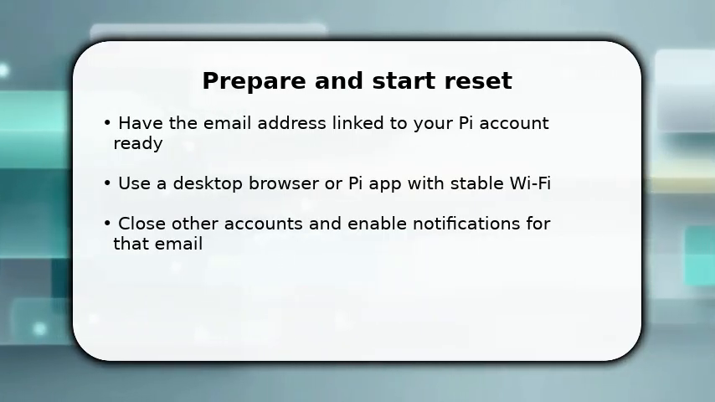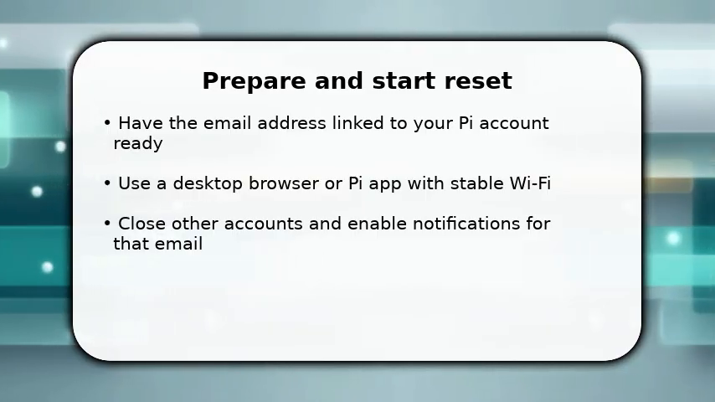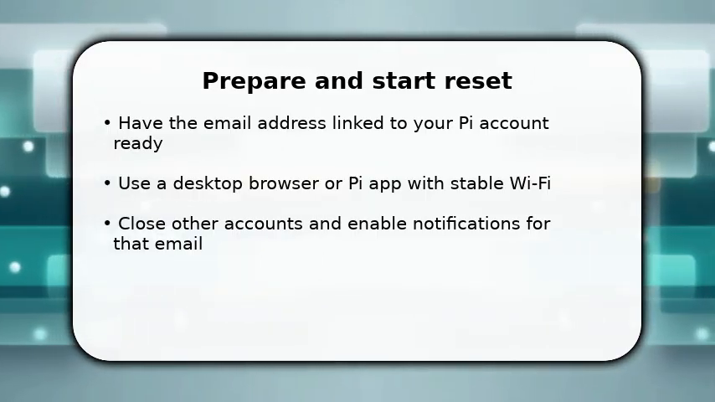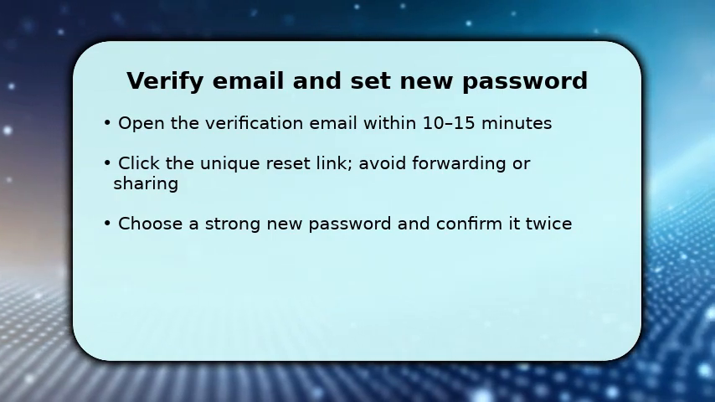Delays can expire codes. Now tap Forgot Password or Reset via email, enter your linked email, and submit so Pi can send the verification message. You'll receive a verification message from Pi, open it and click the Reset link. This proves you control the account email.